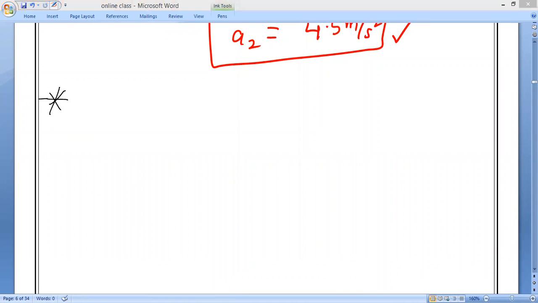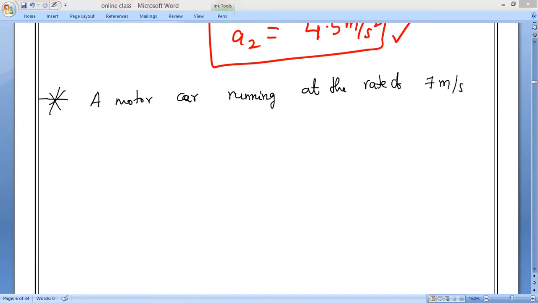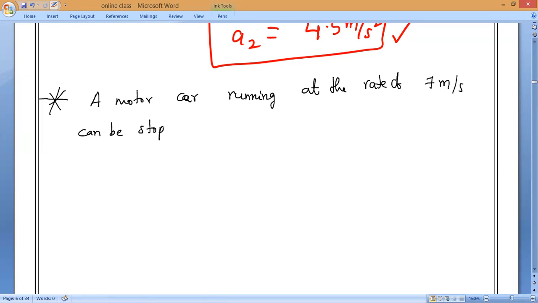A motor car running at the rate of 7 meter per second can be stopped by the brakes in 10 meters.